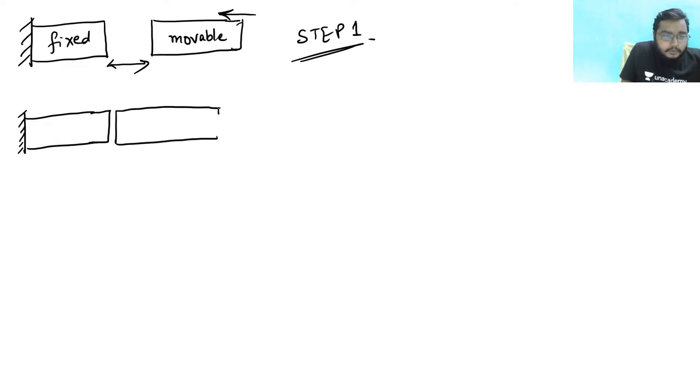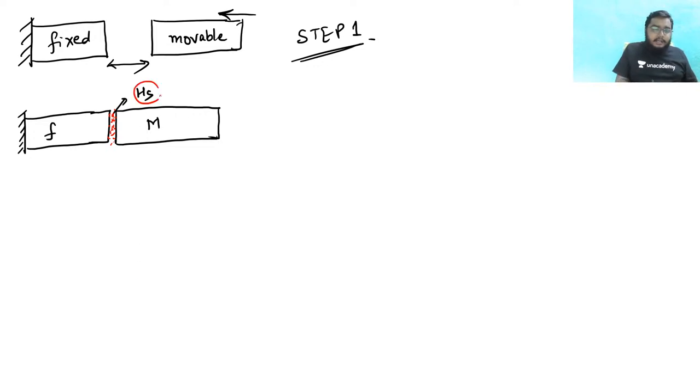You brought them very close. So this is my fixed, this is my movable. Now once you have brought them very close, here the heat supplied would be there. Clear? I am getting the heat supplied like this. Now heat is generated in between the joint.